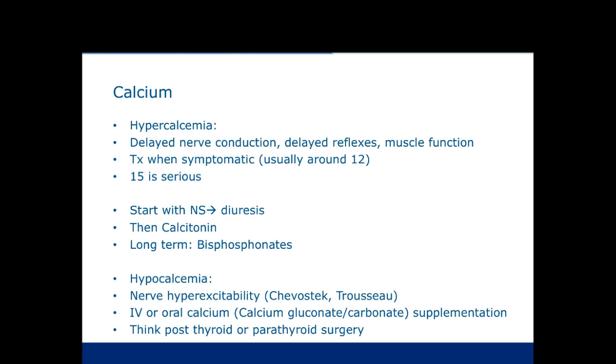How about hypocalcemia? Remember, it's going to be the opposite. It's going to cause nerve hyperexcitability. So you've got the Chvostek sign and the Trousseau sign. Chvostek is when you tap on the cheek and the cheek is twitching. And Trousseau's is when the hands are twitching. So for that, you obviously replete the calcium. You could give IV or oral calcium gluconate or carbonate. And for hypocalcemia, I would think of somebody who had a thyroid or parathyroid surgery. So that's where you get it. It's very important to read the question.